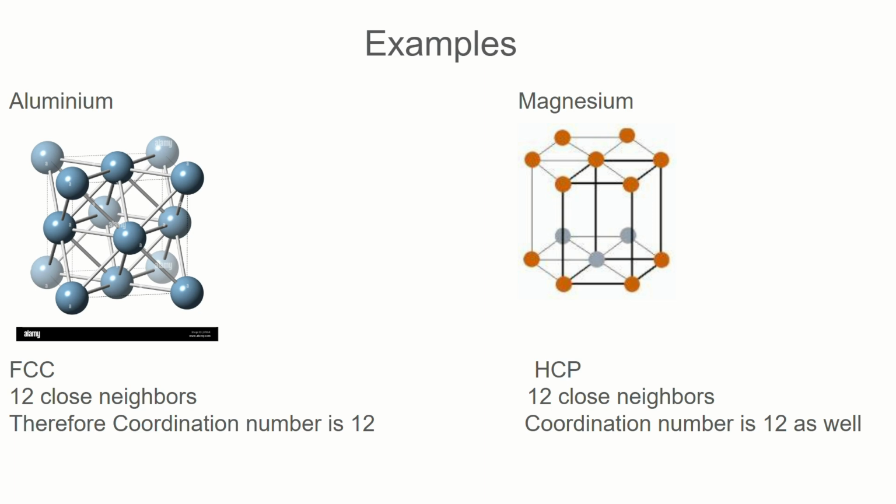So for example, in an aluminum crystal structure diagram, we can determine, or it is just known, that aluminum is FCC, so it has 12 close neighbors, therefore the coordination number is 12. And for magnesium, it's HCP with also 12 close neighbors, so the coordination number is 12 as well.